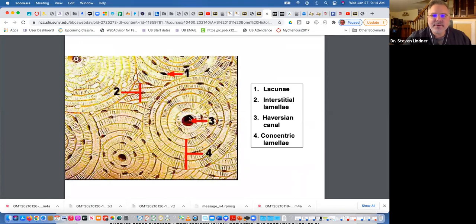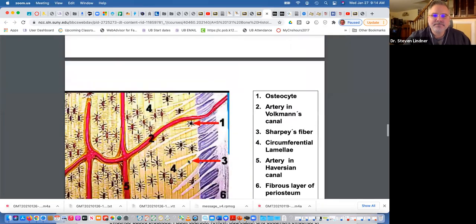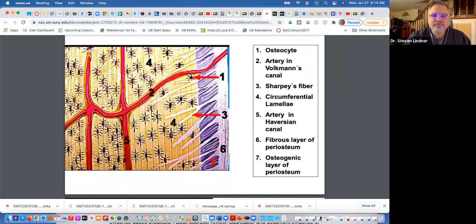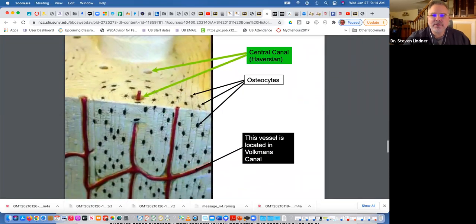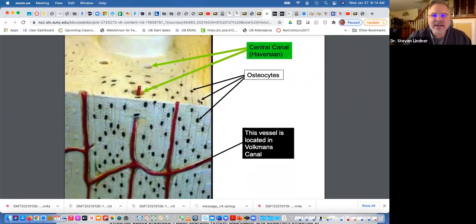Okay, just another view. Number three here in the center is your Haversian canal or central canal. That's where you're going to have arteries, veins, lymph, and nerves that travel through there. These are concentric lamellae. These are interstitial. They don't fully make an osteon like these do. Here's a close-up look at the Haversian canal or the central canal. These are osteocytes. And you can see a little bit of the finger-like extensions coming off of them. Those are the canaliculi.